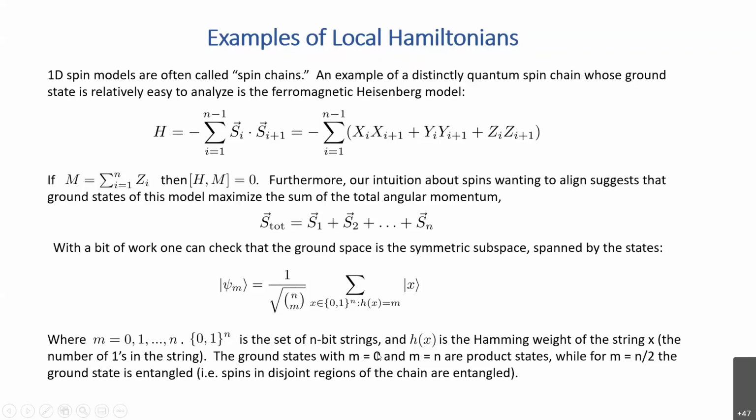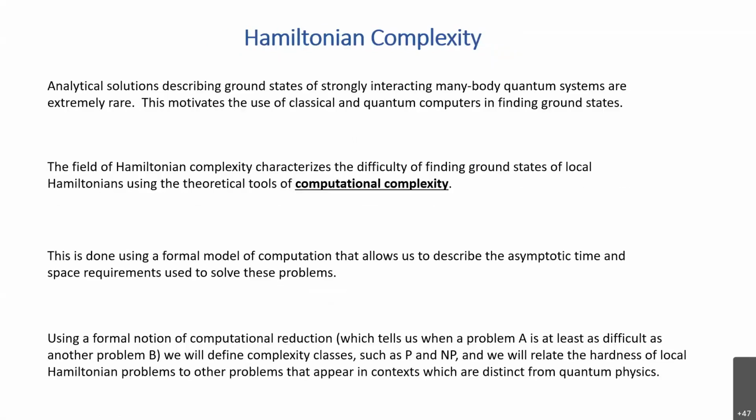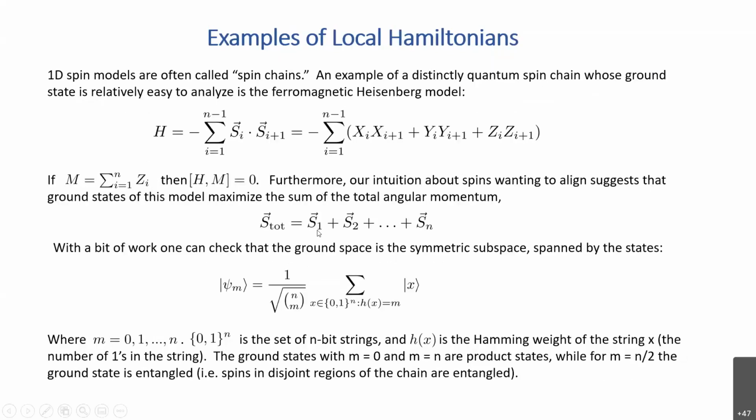But if you take, say, m equals n over 2, this magnetization is n over 2, then the ground state at that point that has n choose n over 2 ones in it is going to be highly entangled. And so we can start to see the emergence of those more complicated quantum states. Oh, and maybe one more thing: I hand waved about intuition, but once you have this ansatz, you could plug it into the Hamiltonian and convince yourself that it minimizes the energy.